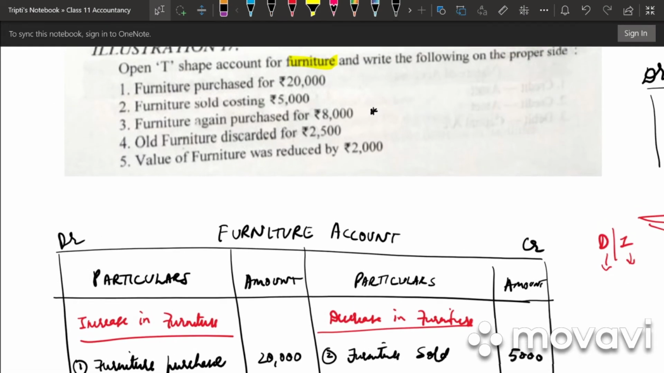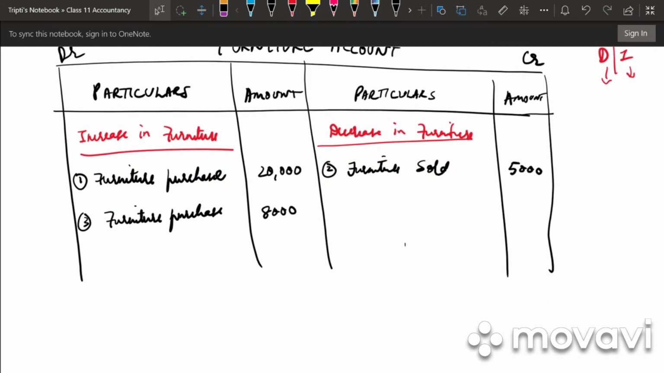Next we have old furniture discarded. So you had old furniture, out of which you discarded furniture worth 2,500, meaning you sold it. So again the value of furniture is decreasing. So for fourth one, furniture discarded. What is the value? 2,500.